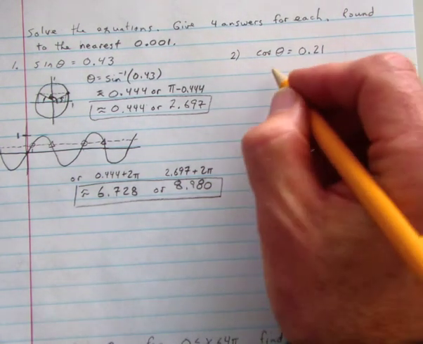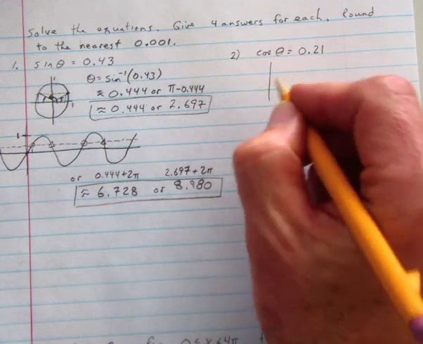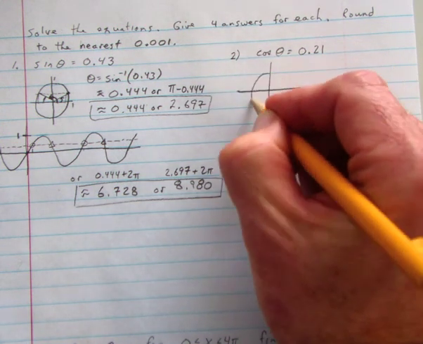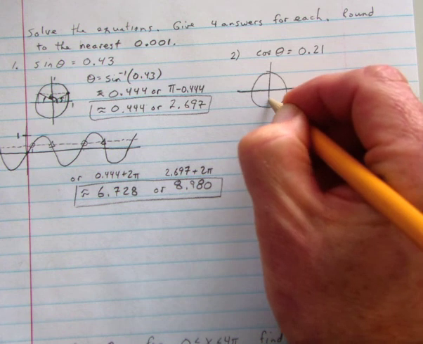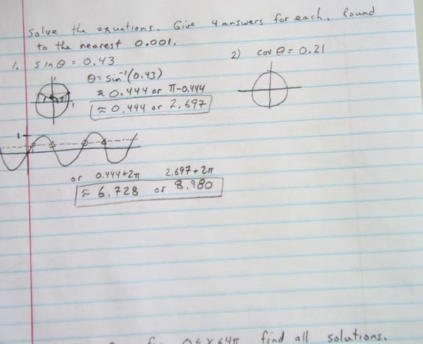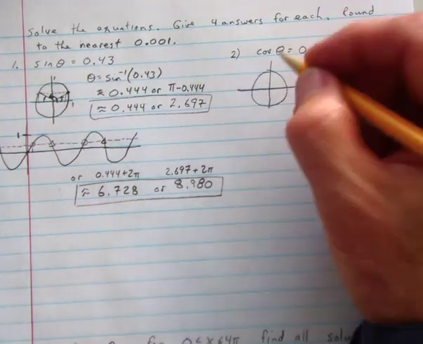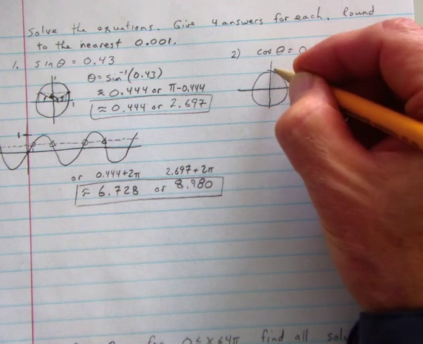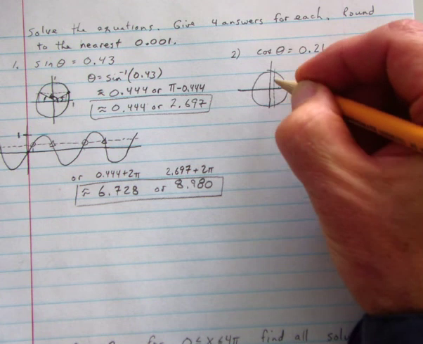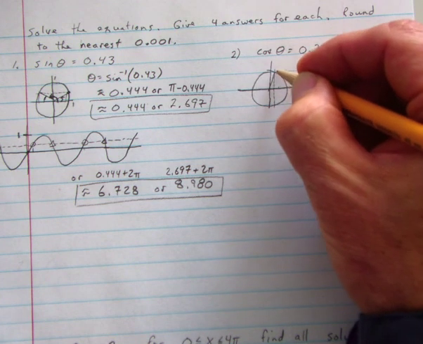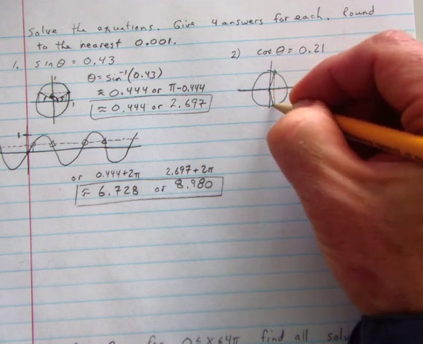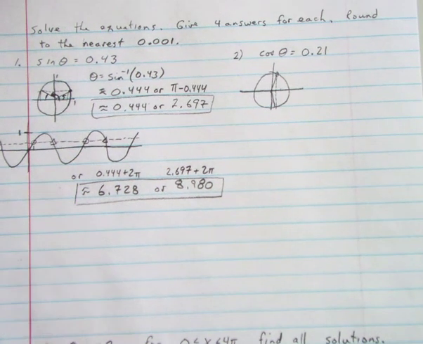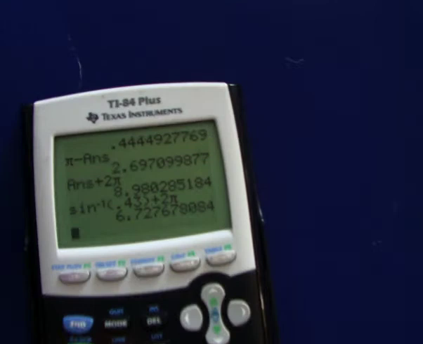All right, the next one. Cosine of theta equals 0.21. We'll draw another quick unit circle. Now, cosine is what on the unit circle? It's the x value. So we have, here's a half. It's about a quarter, a little less than a quarter. We're going to have 2 solutions again. The calculator will give us this top one, and we're going to have to calculate that bottom one. So let's take a look here.